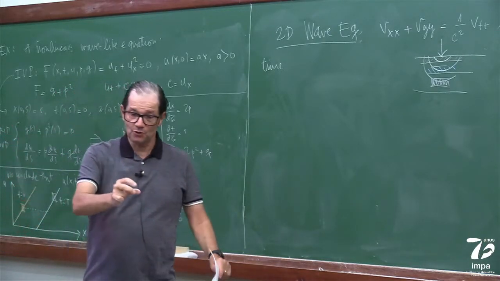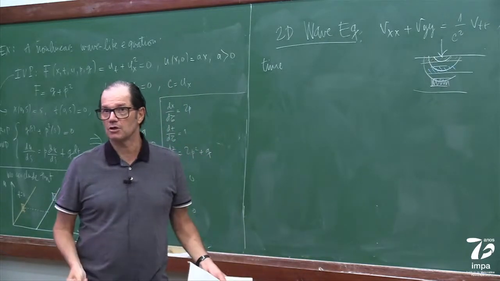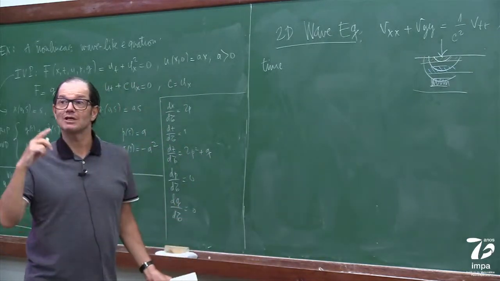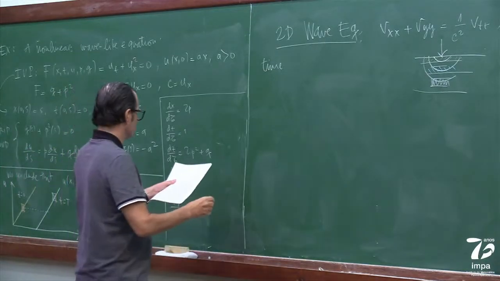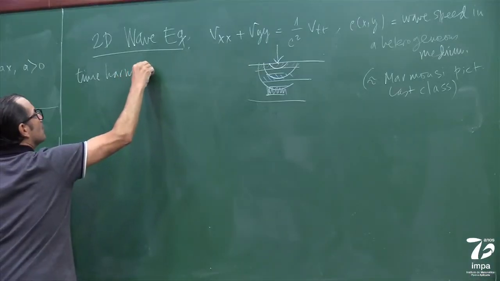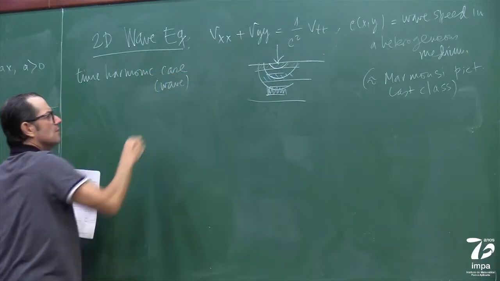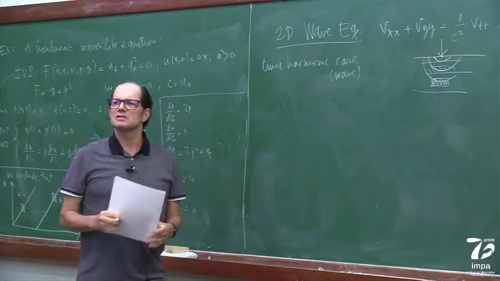It's like that mass spring, you pull it, and it oscillates, right? So harmonic oscillator. So that's what I think. So something that's called time harmonic is this. So let's do the time harmonic case or wave.